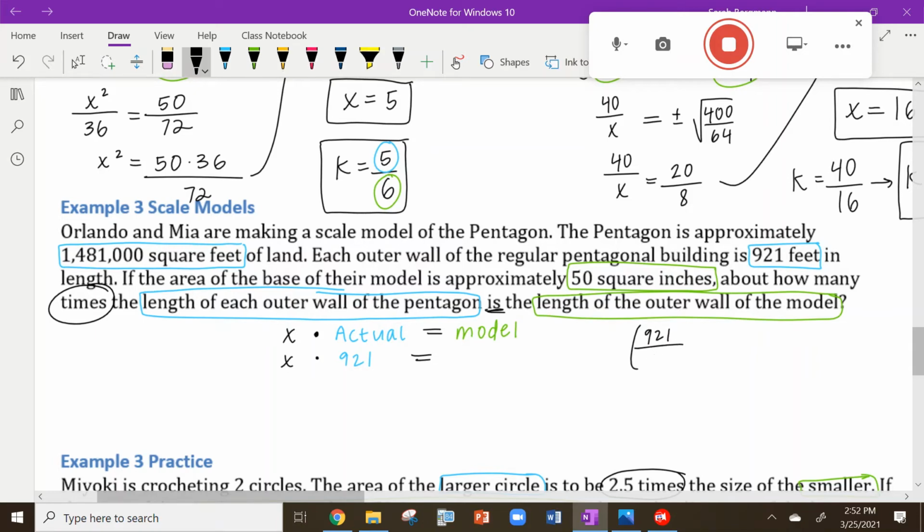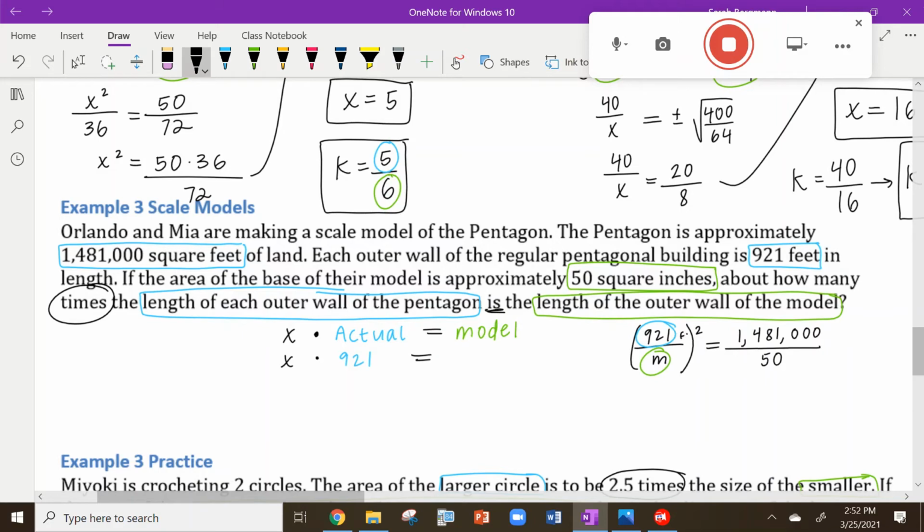Let's use a different variable because I already used x, so let's use a for the actual. Oh, sorry, we're finding the model. M for model. So what I'm doing is I'm putting the actual building in the numerator, the model in the denominator. That will help me find the scale factor. I have to square it if I'm going to compare it to the areas. Now I know the area of the actual building is 1,481,000 square feet. The model is 50 square inches.